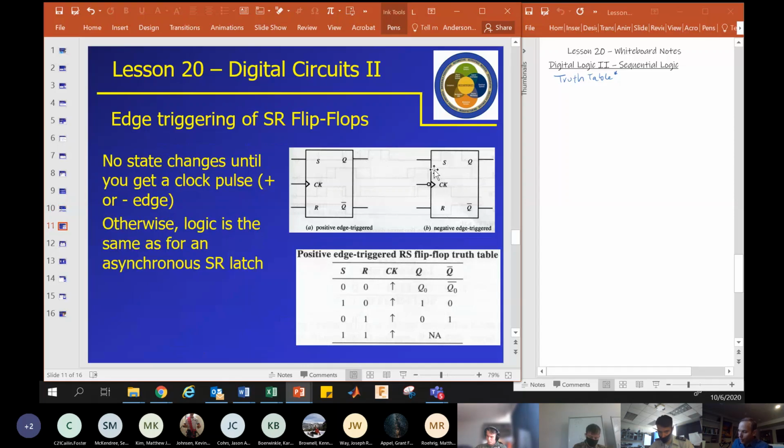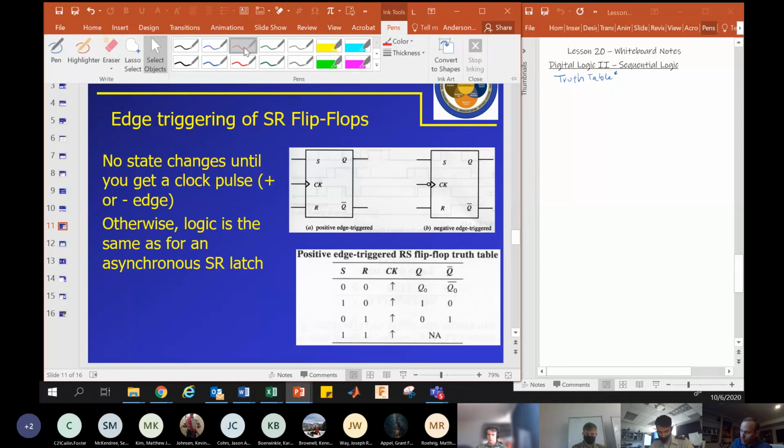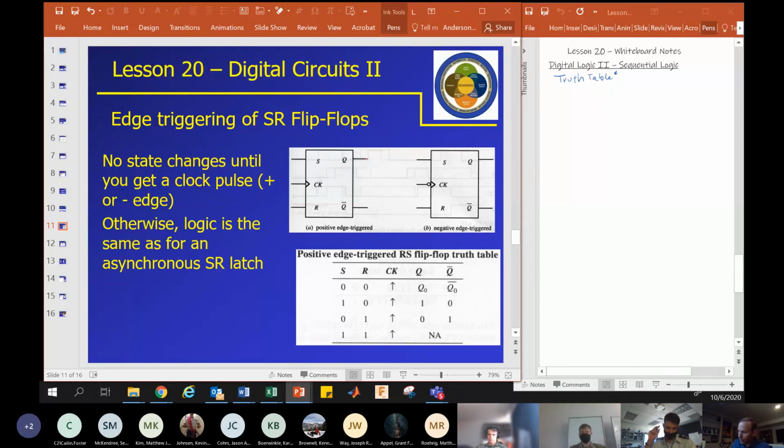Okay, so we saw the SR flip-flop before, and this version has the same internals as the previous SR we looked at, but it is triggered with a clock pulse. So it's either positive edge triggered or negative edge triggered. We have the same truth table, but with this new column for the clock pulse. This is a positive edge triggered device, and it only changes state when it gets that rising edge.